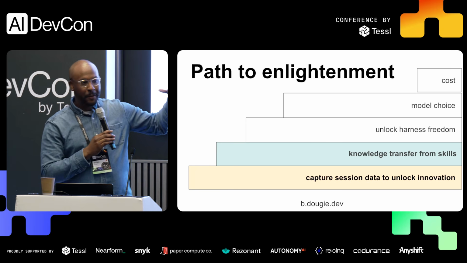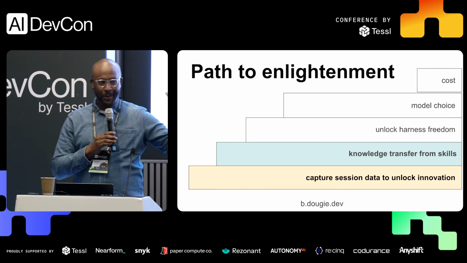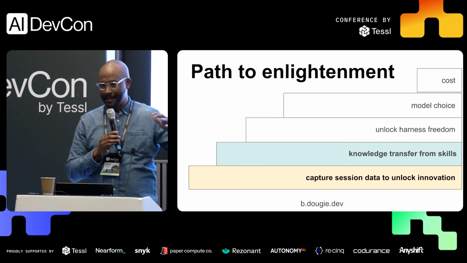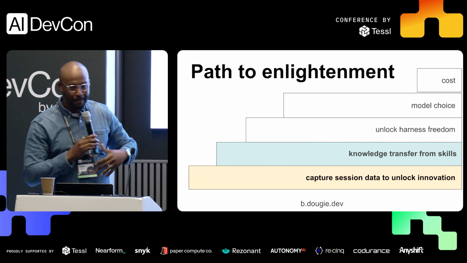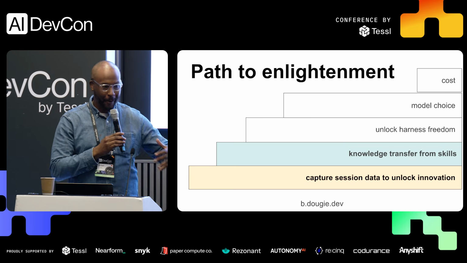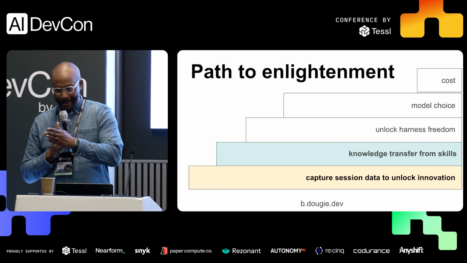And then you move into a place where you unlock the hardest freedom. If you're using Claude Code and you want to use Codex because Codex turns out to be better this week, you can just transfer the skills over to Codex or PyCoder or anything else. We have optionality to do this.